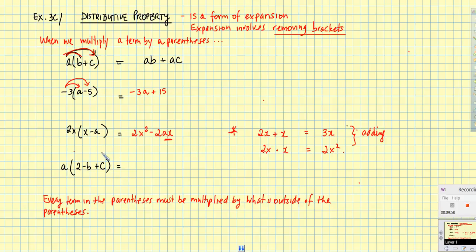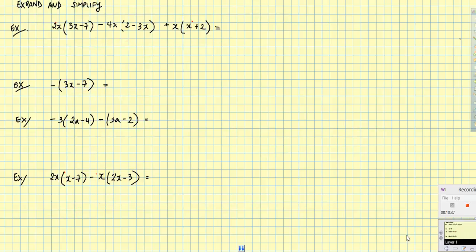If I want to do the last example here, it's a times 2 is 2a, a times negative b is negative ab, and a times c is positive ac. There's nothing else that can be simplified here because none of the variables are the same. A, ab, and ac are three different variables. Therefore, I can't add or subtract anything here. So every term in the parentheses has to be multiplied by whatever is outside of the parentheses, which is multiplied to it. All right, so let's just do a couple of other examples, and that pretty much covers this section of sections 3a, b, and c.